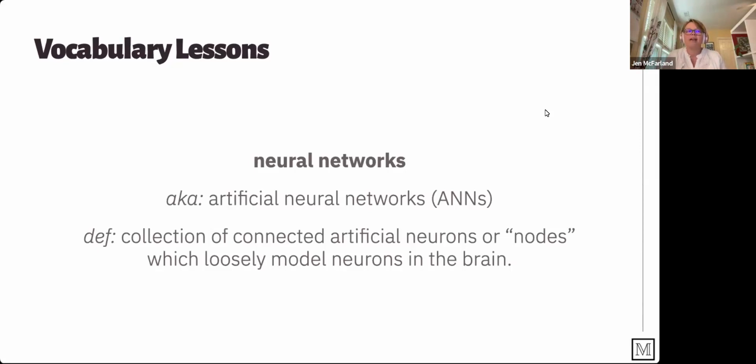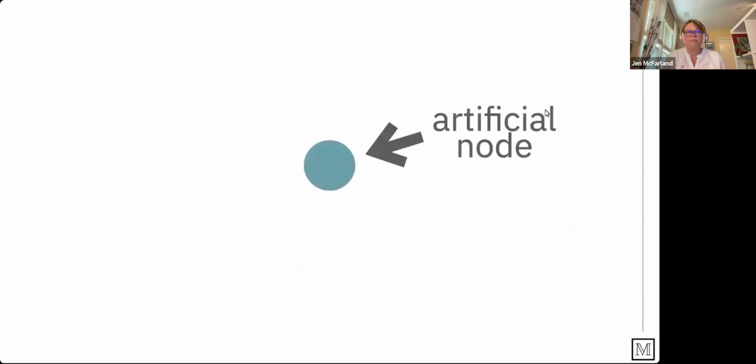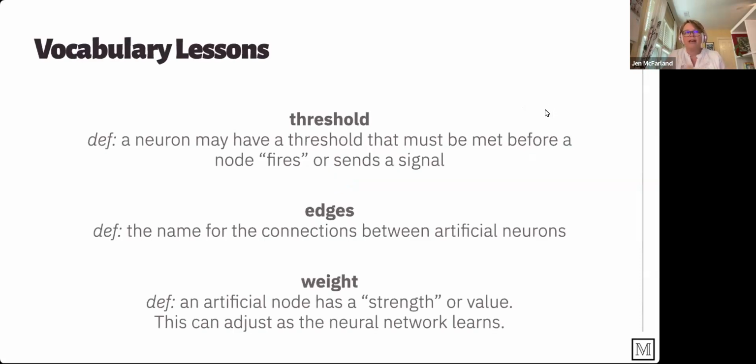So essentially, this is an artificial neuron. Nodes can be connected through loosely modeled connections like they are in the brain. So as an example, this is an artificial node or a neuron. It exists on its own. The power of that node exists completely when it is connected to other nodes and the state that it is in. So to talk about that, a neuron has a threshold at which point it may fire or send a signal to another neuron. The edges are those connections between neurons, and the weight is the strength or value that a node or a neuron might have based on how the model has been trained.